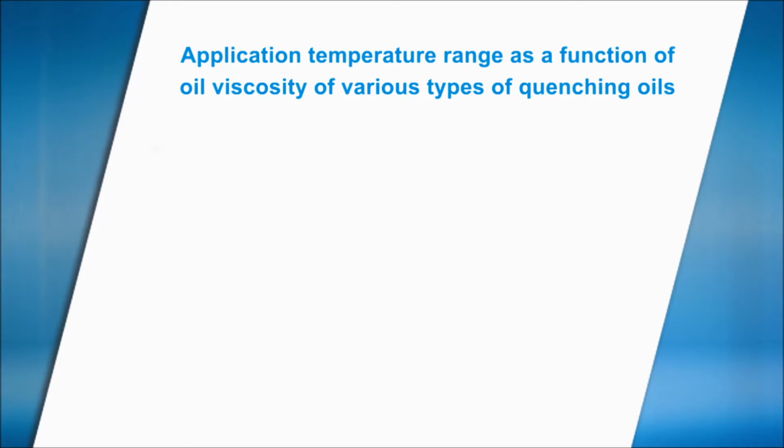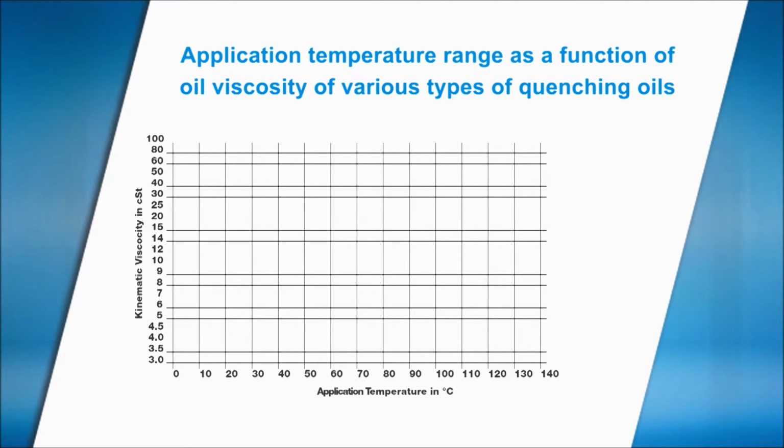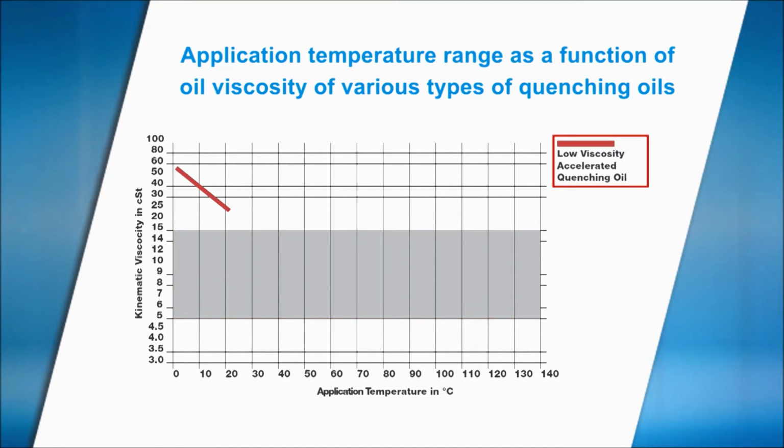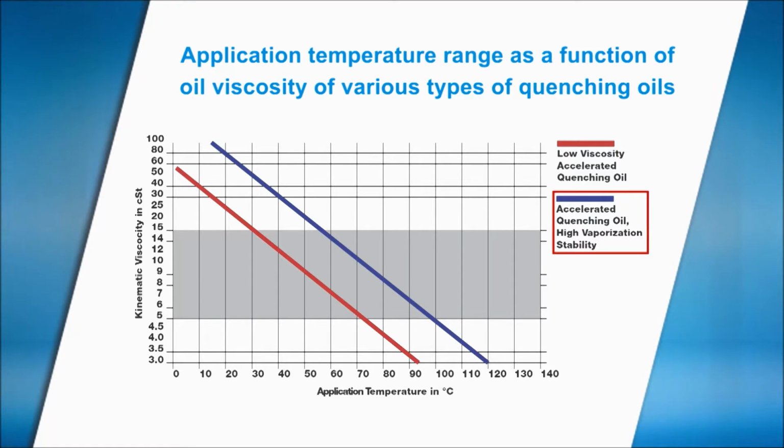Let's refer to the graph of viscosity versus application temperature of the quenching oils. Quenching oil temperature should ensure optimal viscosity, which is generally in the range of 5 to 15 centistokes. The red line indicates low viscosity accelerated quenching oil. The blue line indicates a medium fast speed quenching oil having high vaporization stability. And the yellow line indicates hot quenching oils.